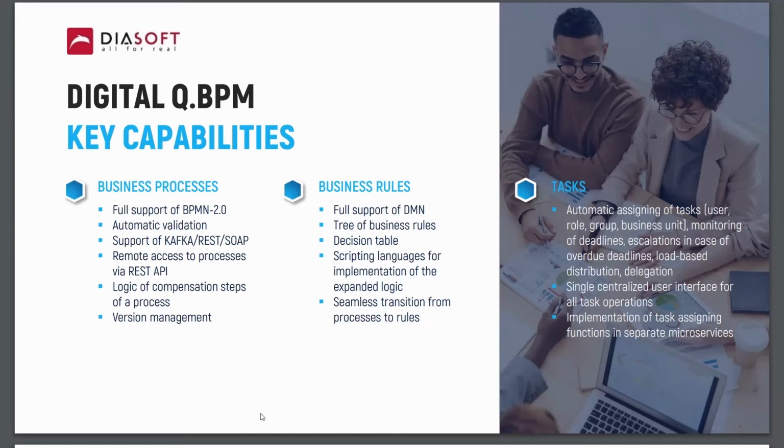In case of business rules, the platform uses the DMN notation, which is also widely known and popular in the industry. It is used to design both trees of business rules and decision-making tables. For design of business processes and rules, the platform supports usage of script expressions, written in scripting languages. The platform supports several of such languages. Business rules can be seamlessly integrated into business processes, which expands the functional capabilities of the BPMN notation with the functions of the DMN notation.